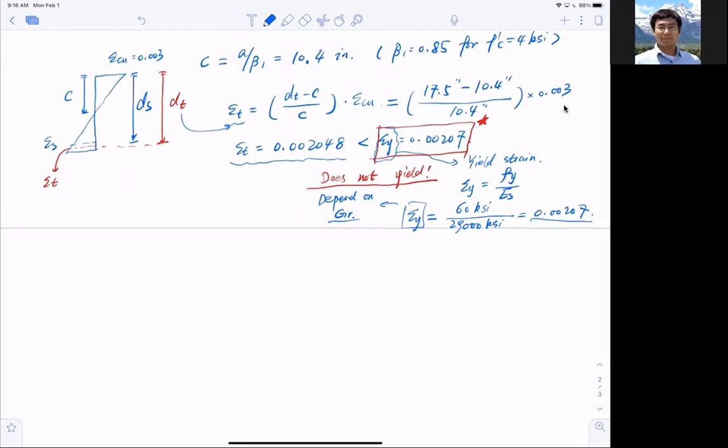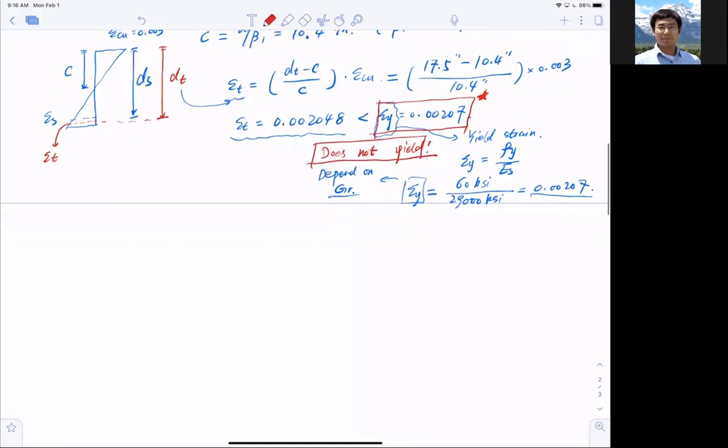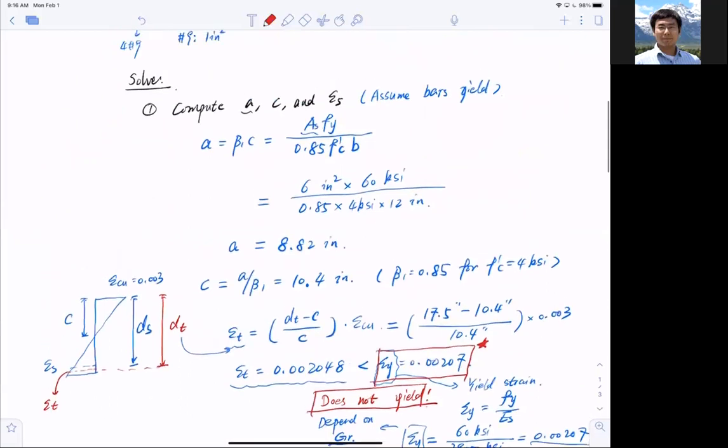Now the problem is it does not yield. And what are we going to do about it? When I say it does not yield, it means that the strain in the steel is still smaller. What happens here is that at the beginning I assumed the bar yields, right? So going through the process, where did I exactly use this assumption?